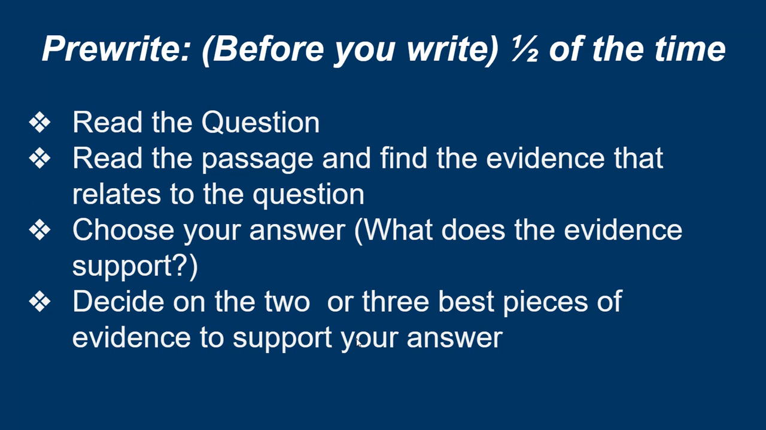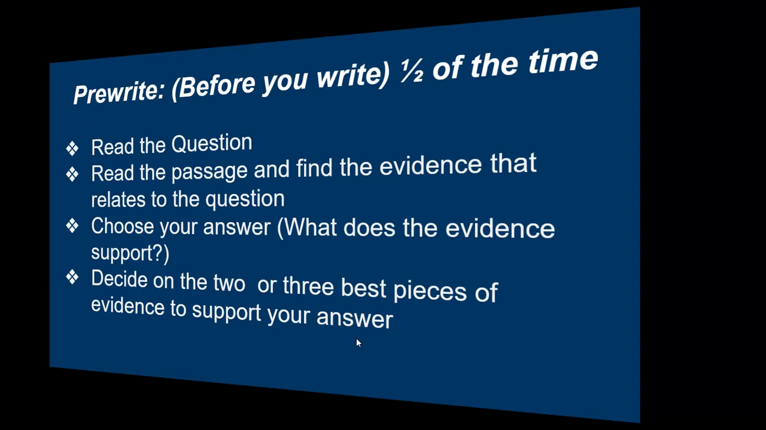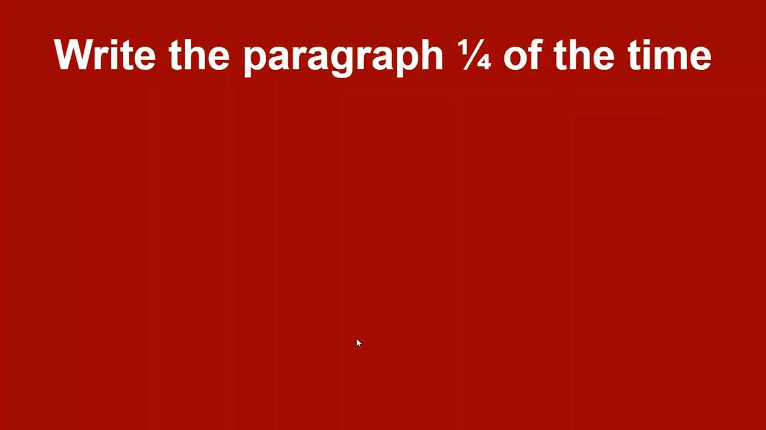Once we've found a bunch of evidence and figured out what the evidence supports, we're going to pick 2 or 3 best pieces of evidence, and that's what we're going to use in our writing to support our answer. Once we've done the pre-writing part, once we've figured out what the answer to our question is, and once we've figured out what evidence we're going to use, then we start writing. We don't worry about this until that's done.